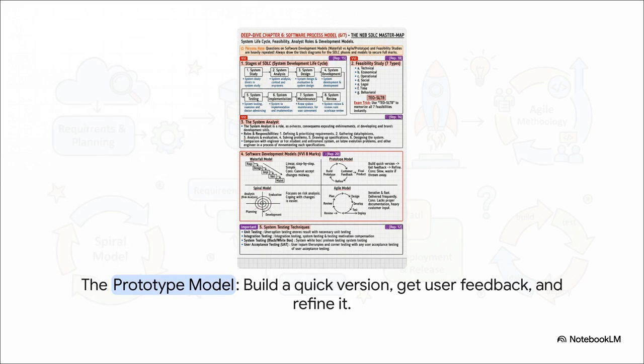But what happens when you're not 100% sure what the user wants? Well, for that, there's the prototype model. The idea here is you build a quick and dirty version of the software, a prototype, and you get it in front of the user right away. Think about designing a new video game. You wouldn't build the whole game. You'd build one level, let people play it, get their feedback, and then you just refine it over and over again in a loop. It's all about getting that user feedback early and often.